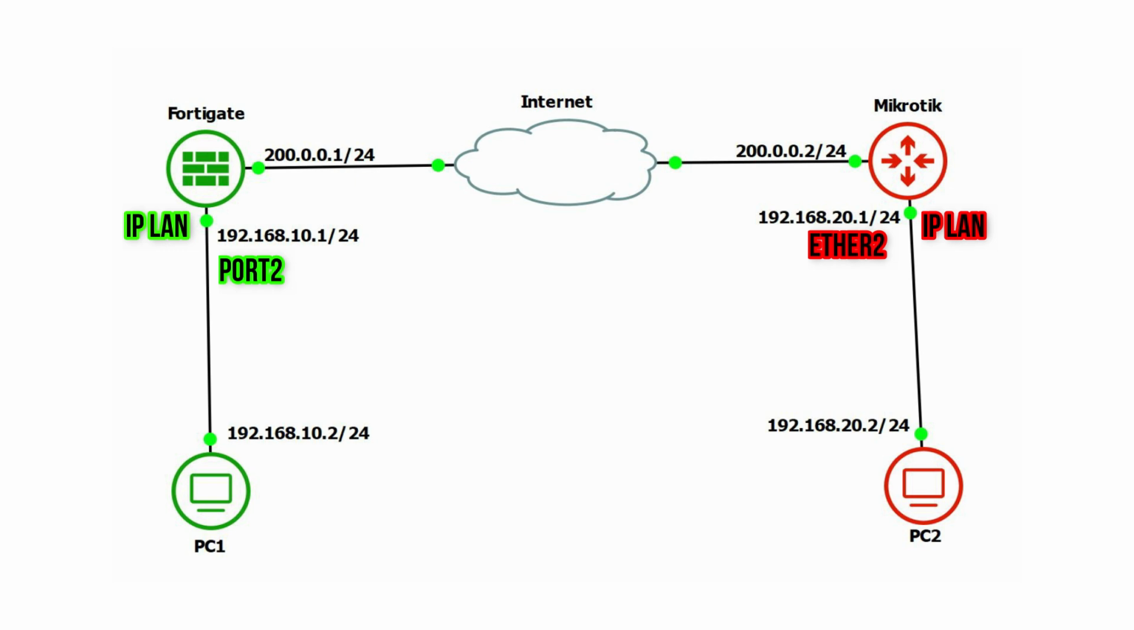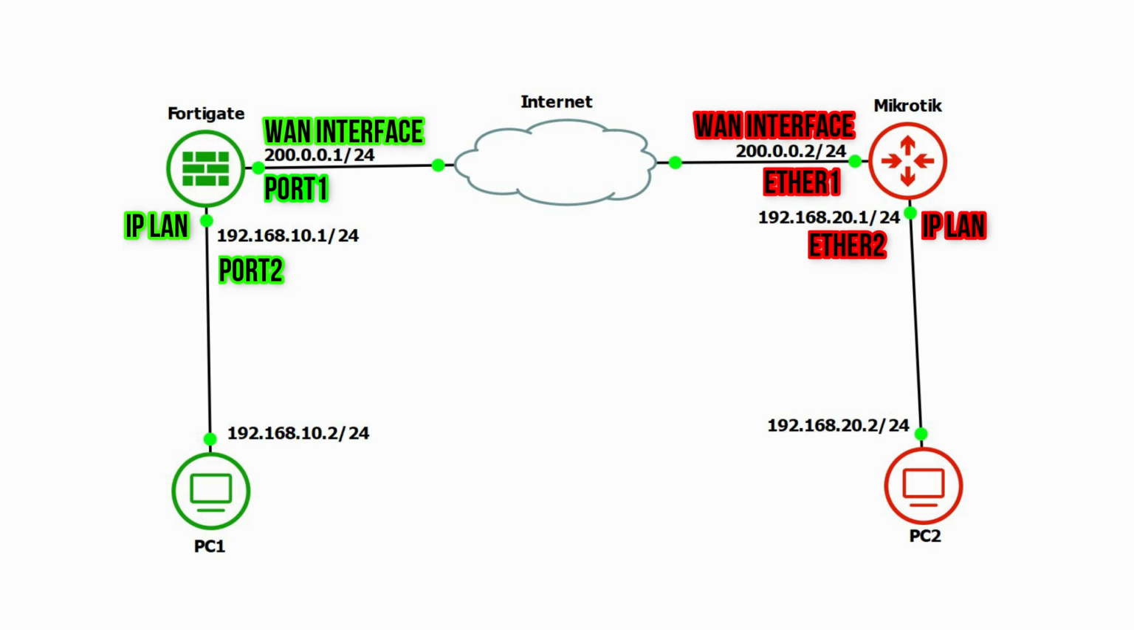The device must have connectivity with the public IP of the MIKROTIK device, or at least the IP address set on the WAN interface. As you can see here, one IP address is on port 1 of the FORTIGATE and its IP address is 200.0.0.1 with a 24-bit mask. On the other hand, the MIKROTIK will have 200.0.0.2 on its WAN interface. In this case, it will be Ether 1.